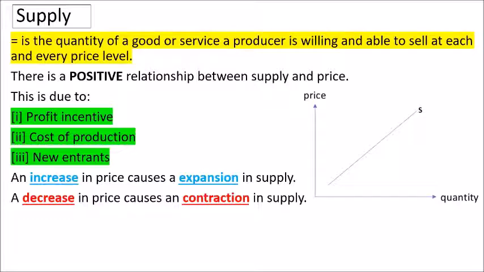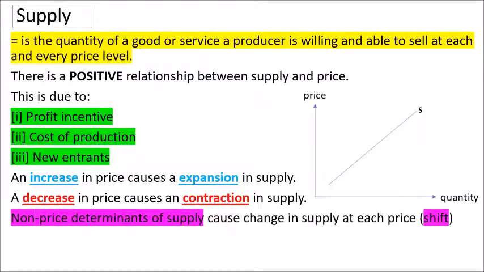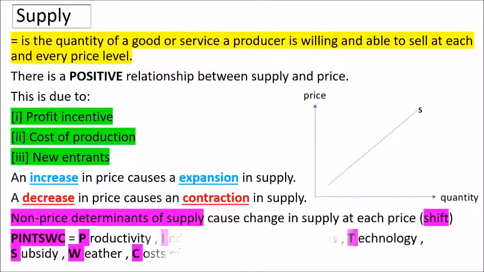Now you can pause the video and identify what causes a change in supply at each and every price level. Hopefully you've got that it is non-price determinants of supply that cause a change in supply at each price, i.e. a shift, so supply can shift in and out. And the acronym you have for that, what you've probably written down, is PINTS WC.